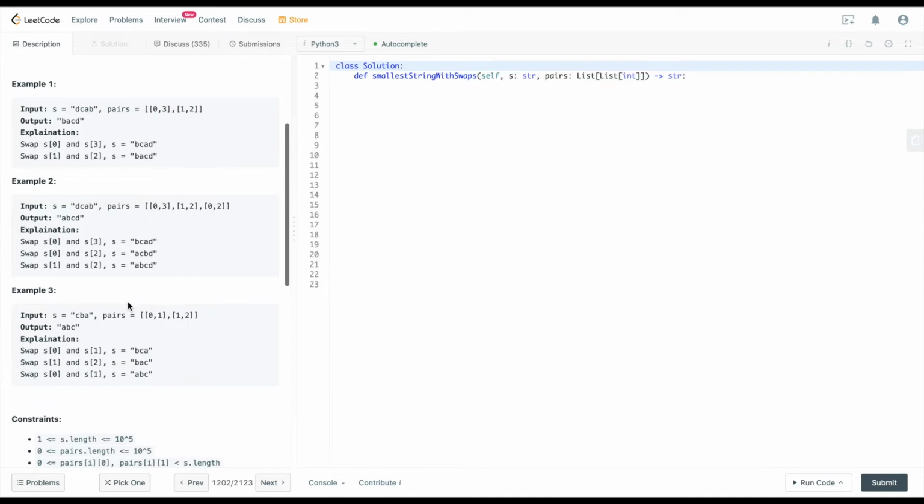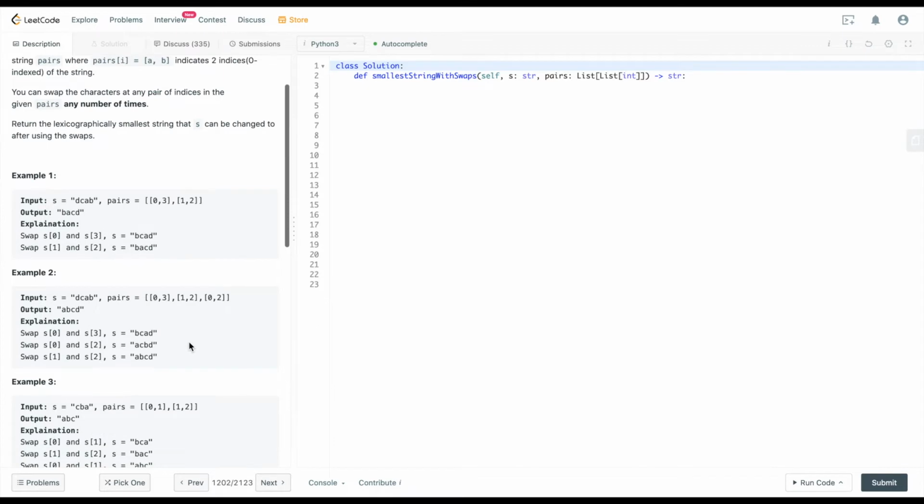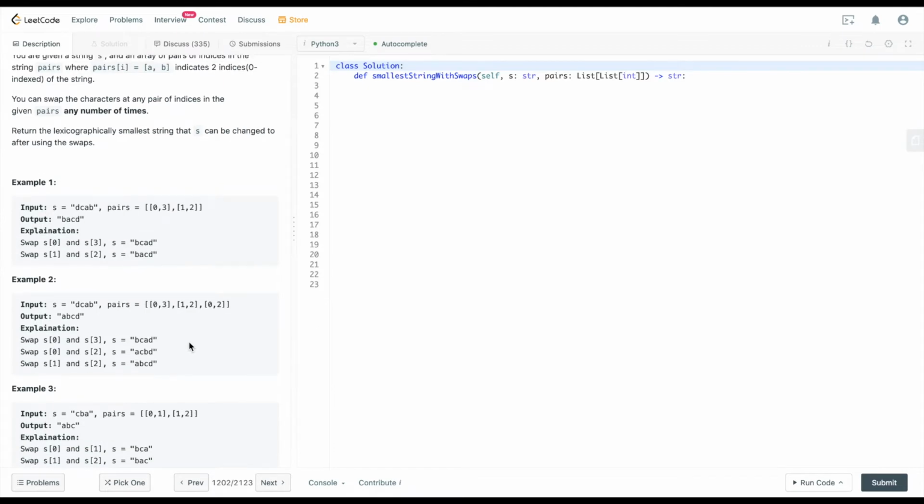Look at example 3. So for CBA, the pairs are [0,1] and [1,2]. 1 appears twice here, so everything is connected again. So CBA can just be outputted as ABC because it's all connected and we can just sort it. So immediately we can see this is a graph problem, right? And this depends on if they're within the same set. So how can we tell if the nodes are in the same set?